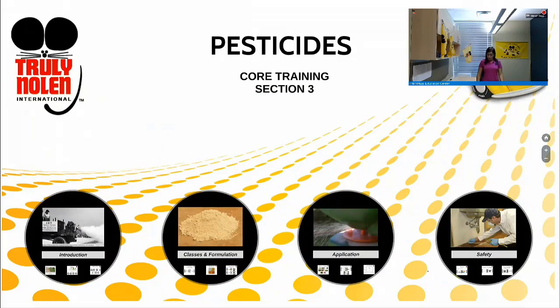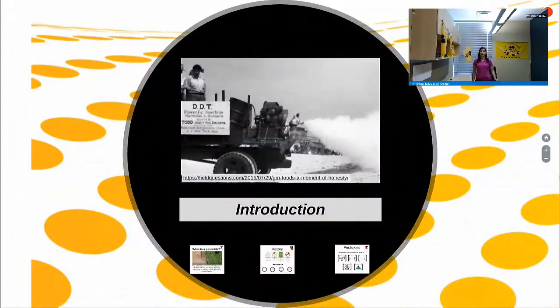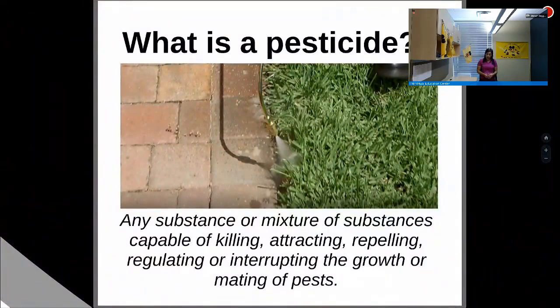Okay, so a little bit about the history of pesticides. Who never saw this? DDT being applied to control mosquitoes? But what is a pesticide? Let's start from there. Pesticide is any substance or mixture of substances capable of killing, attracting, repelling, regulating or interrupting the growth or mating of pests.